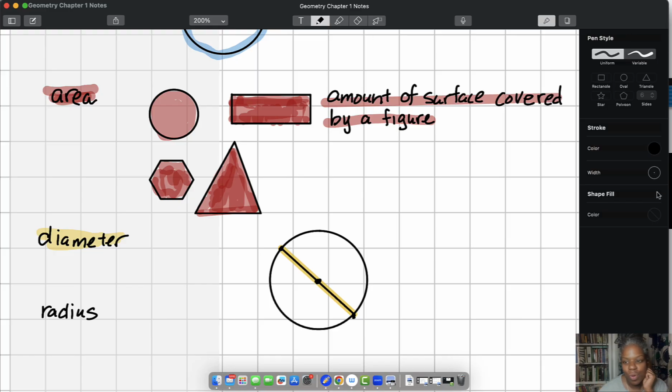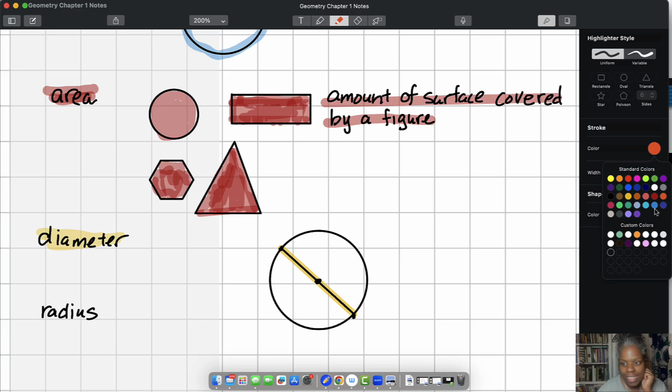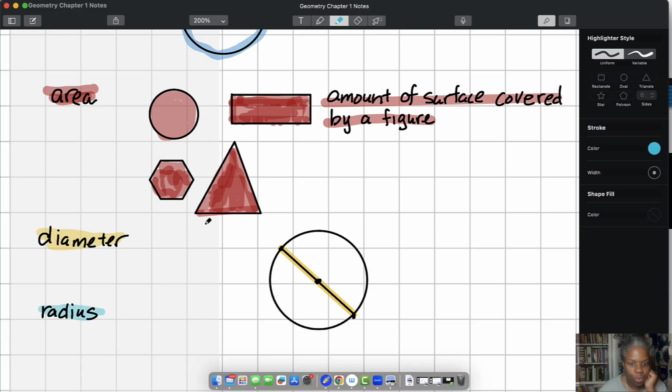We have another word, radius, and the radius goes from the very center of the circle out to the edge. So a radius is honestly half of a diameter. Here's an example of a radius. It goes from the center of the circle right out to the edge, and you can see that the radius would be half of a diameter.